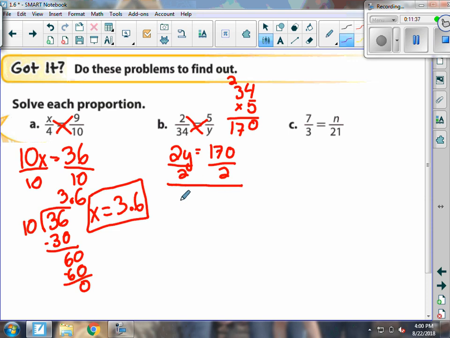So I have y is equal to, I need to think, what's 170 divided by 2? How many times does 2 go into 17? It goes into 17 8 times. So I'm going to subtract 16 here. How many times does 2 go into 10? It goes in 5 times. So I've zeroed out, so that's good. So I can use equals, so y is equal to 85.